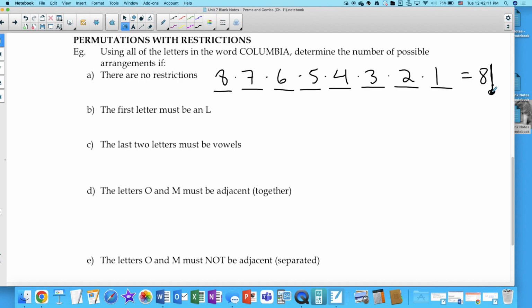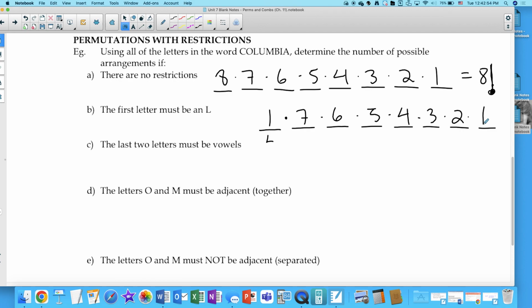What about if the first letter must be an L? Okay, the first letter must be an L. Which space would you deal with first? The first space, yeah. Deal with the space where there are restrictions, right? So if this has to be an L, how many options do we have for the first space? 1. Has to be an L. Okay, what about the second one? Yeah, so 7 times 6 times 5 times 4 times 3 times 2 times 1. Okay?